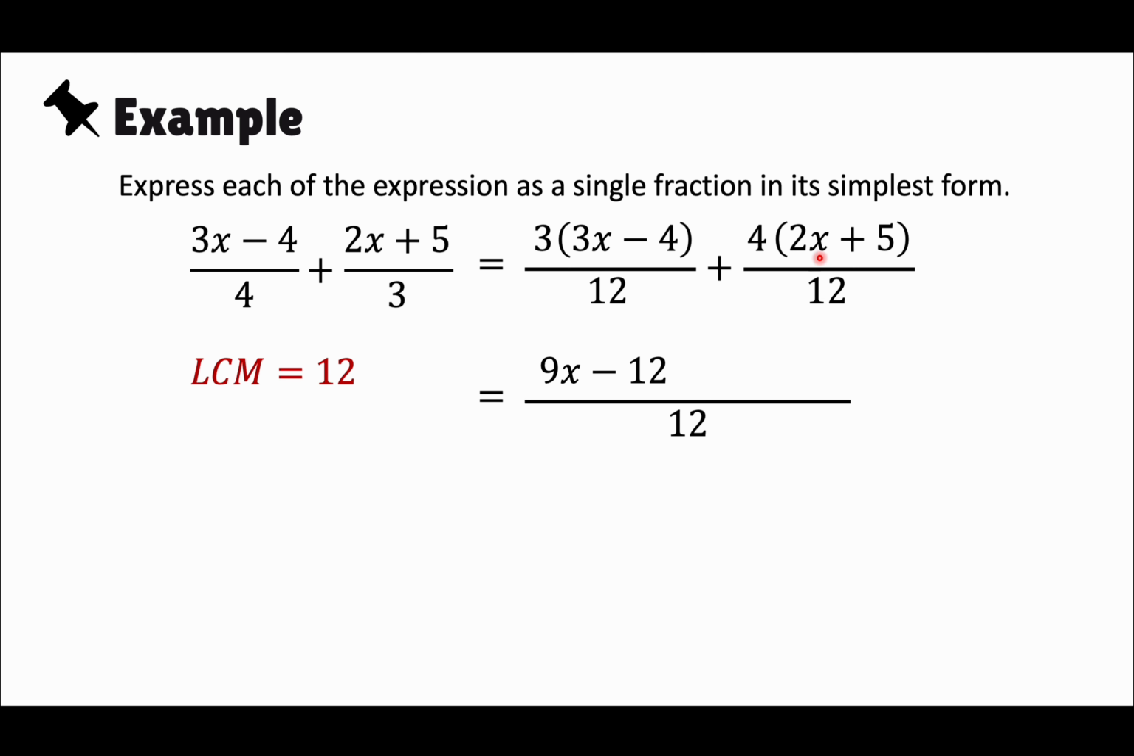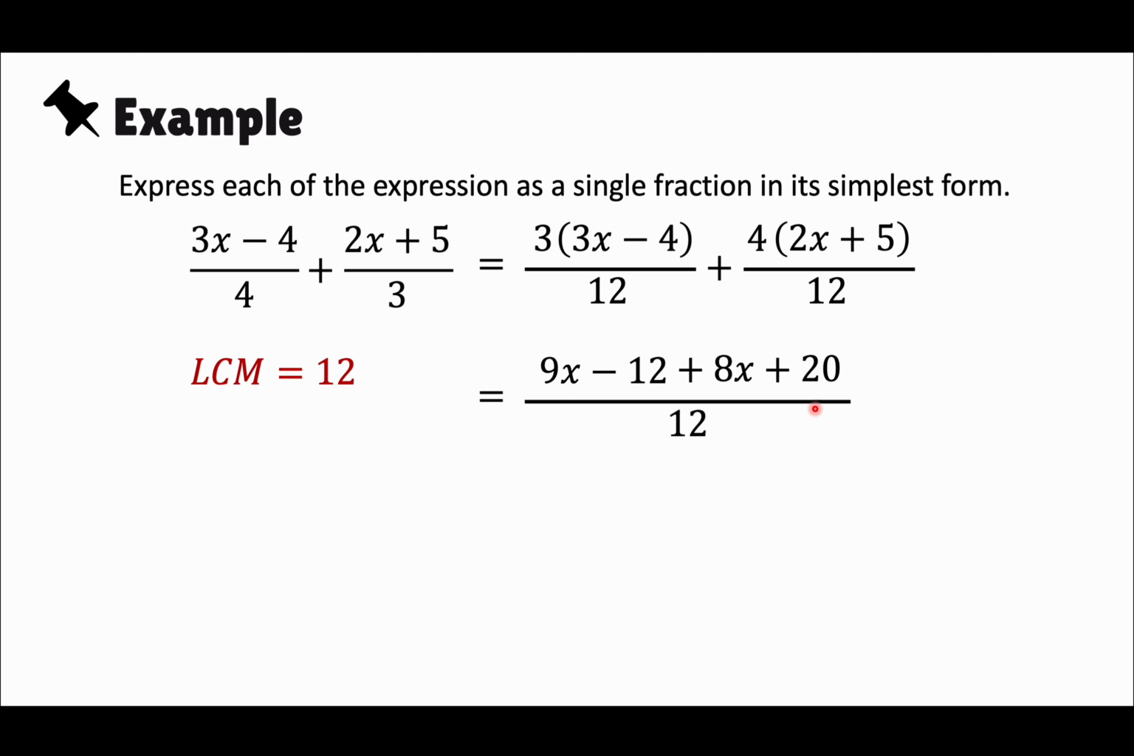And on the other fraction, 4 times 2x, that's 8x. And 4 times 5, that's 20. That's why we have 8x plus 20 here. Okay? We just distributed the multiplier inside the parentheses.